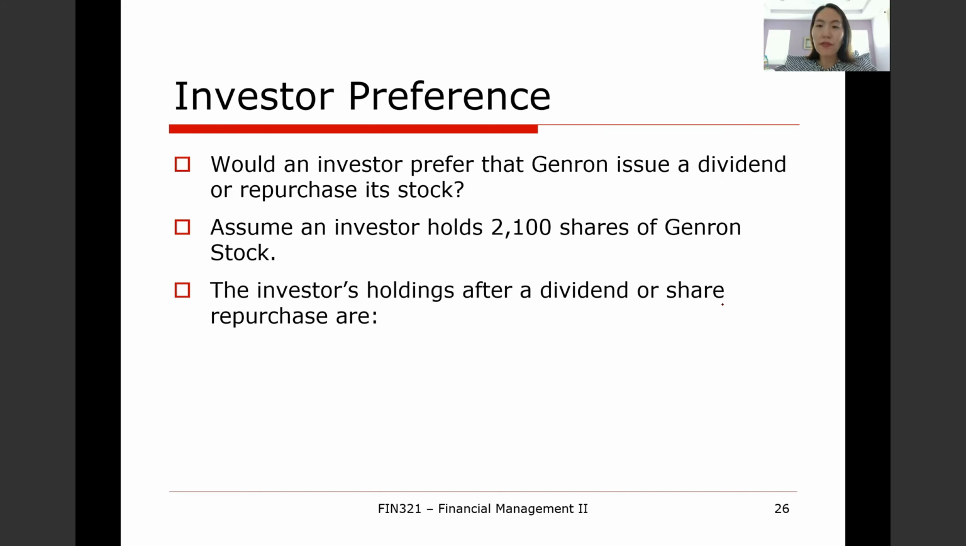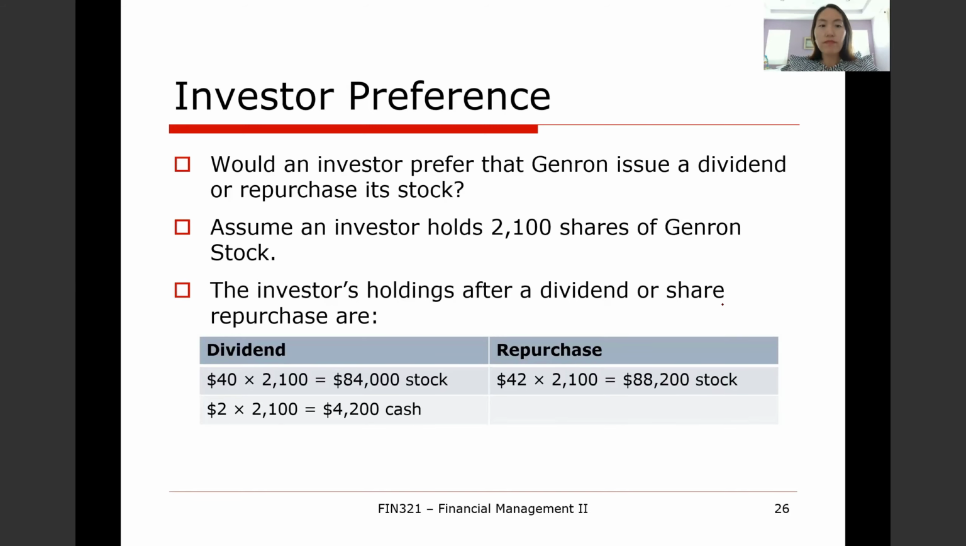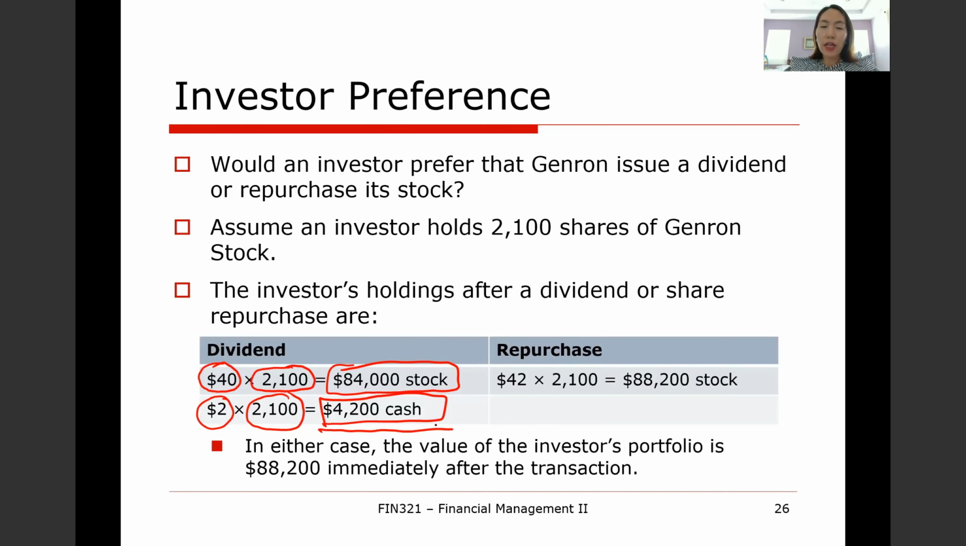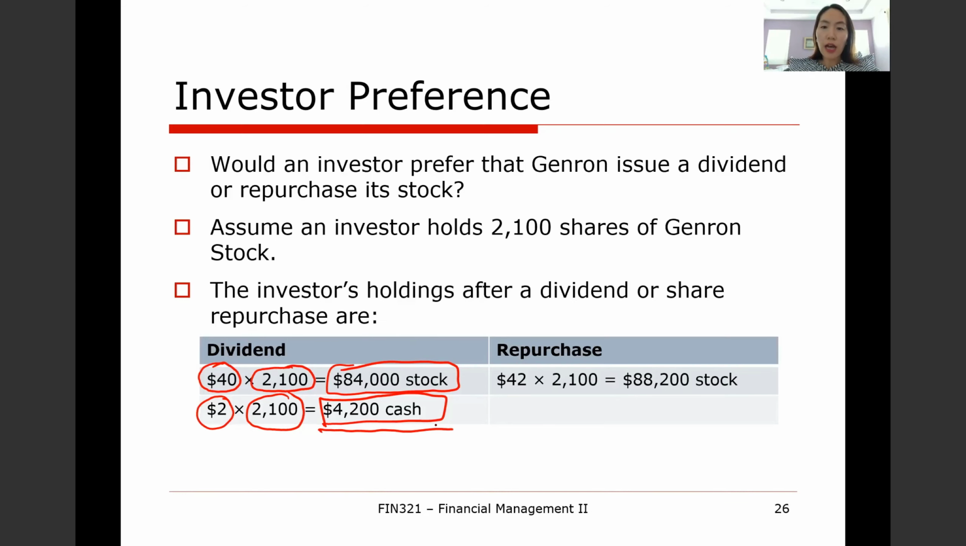Then the investor's holdings after a dividend or a share repurchase will look like below. If the dividend is made, the investor will receive a $2 per share dividend for each of the 2,100 shares he is holding, resulting in $4,200 cash in hand. And after the dividend date, the stock price will drop down to $40 per share, and the investor is still holding 2,100 shares, so those shares will be worth $40 each, resulting in $84,000 in stock. Combining the stock value and cash value, that's $88,200.